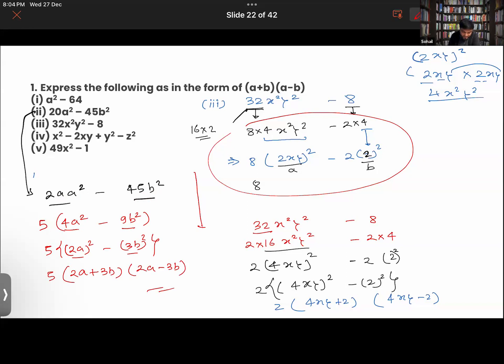Okay, so that was question number 2. And this is question number 3. This one is wrong. Don't write this one. This is the correct way. Okay, so shall we proceed further then? Yes, sir.